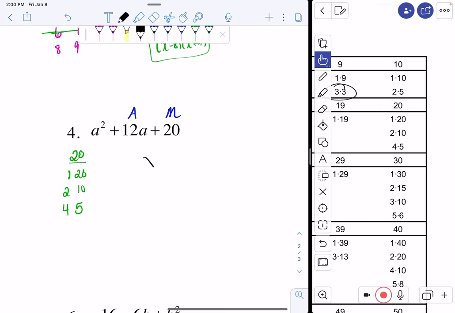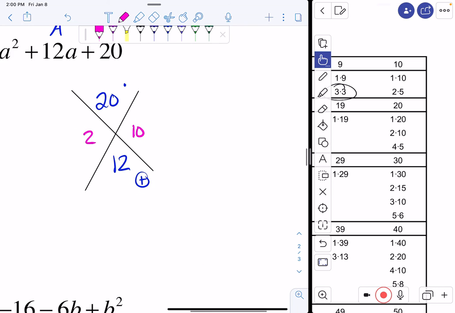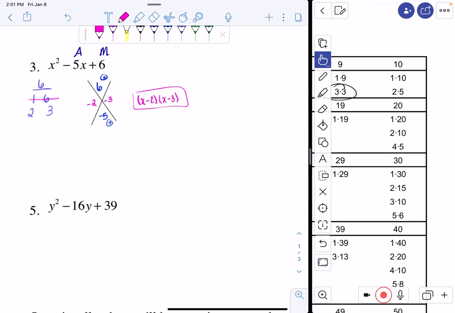I now draw my diamond with my 20 on top and my 12 downstairs. I want to multiply to a 20 and add to a 12. I go through my list. 1 and 20, that definitely won't work. I just know it's not going to work because 1 times 20 is 20, but 1 plus 20 is not 12. Now I'm going to try my 2 and my 10. 2 times 10 is 20, that works. 2 plus 10 is 12, that works. So I get a plus 2, a plus 10. Final answer.